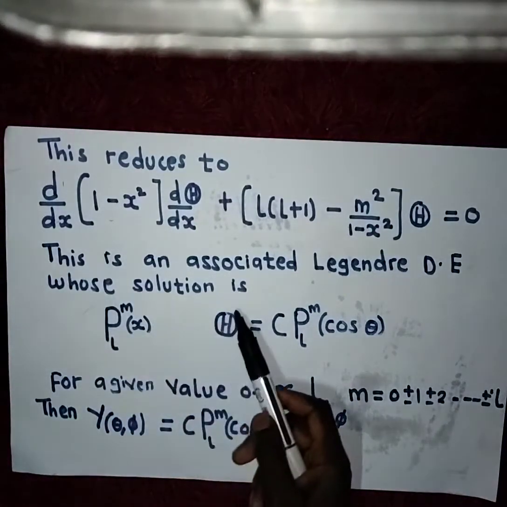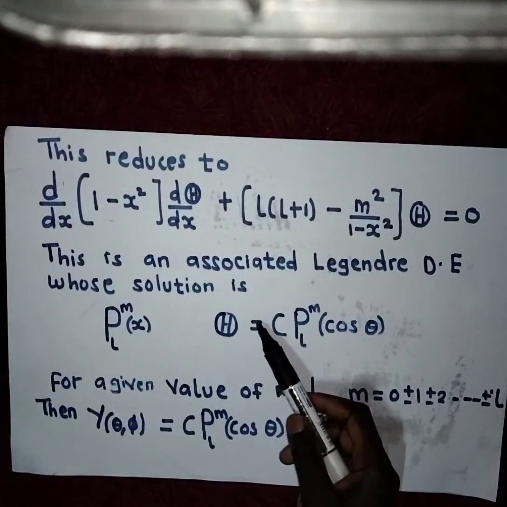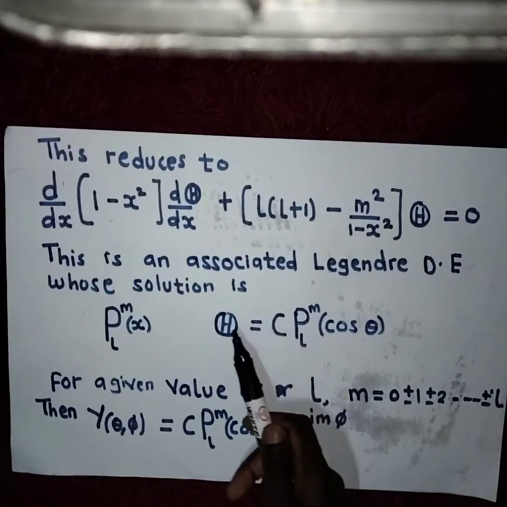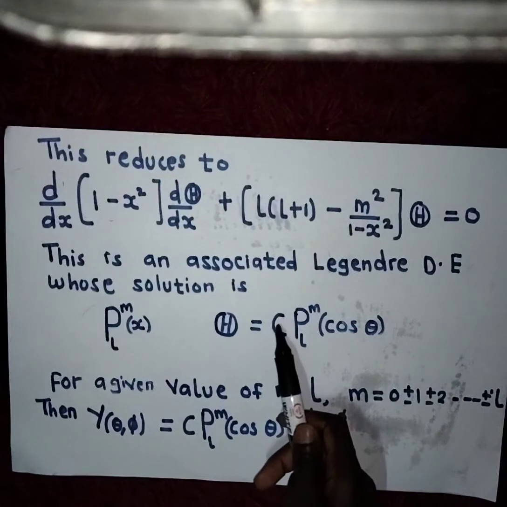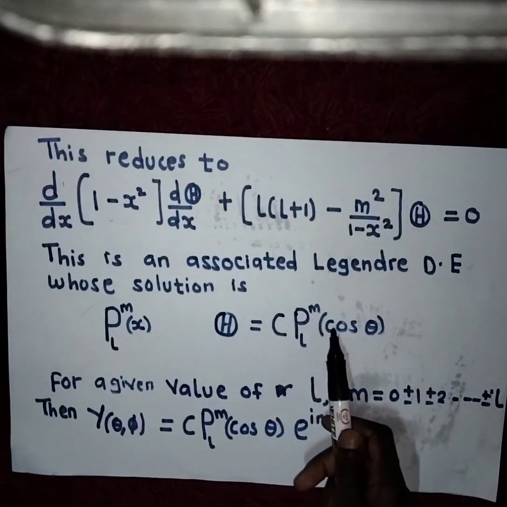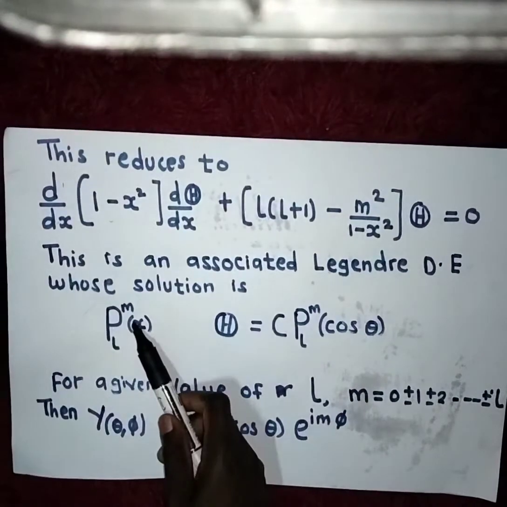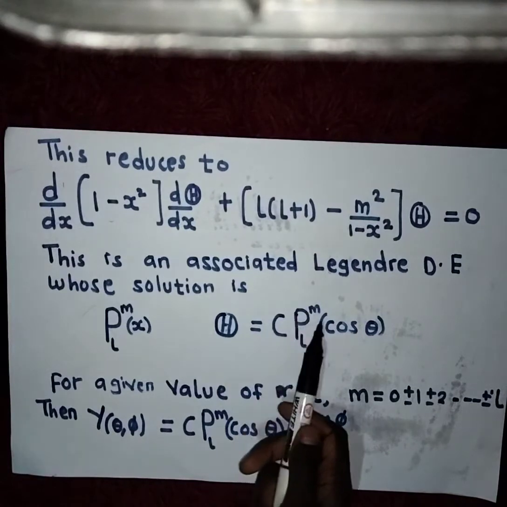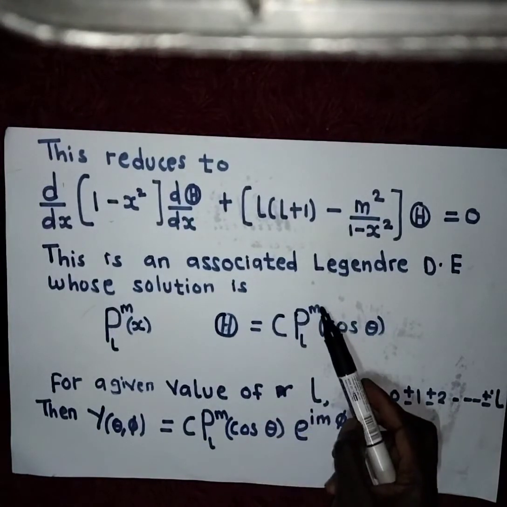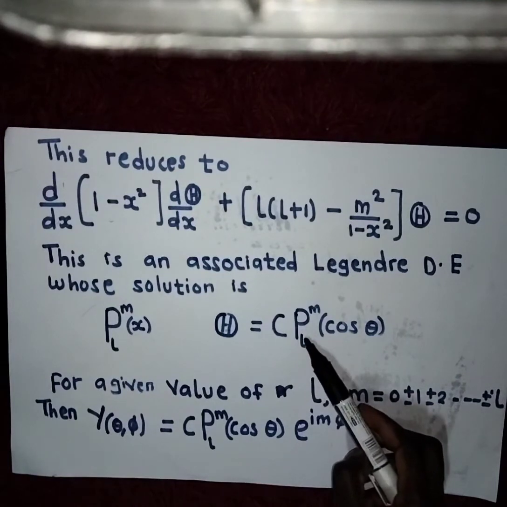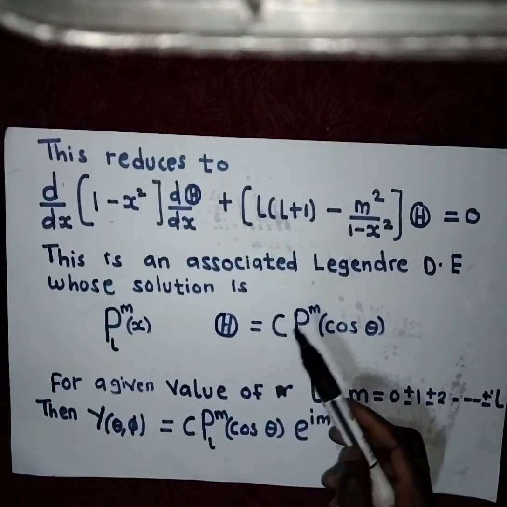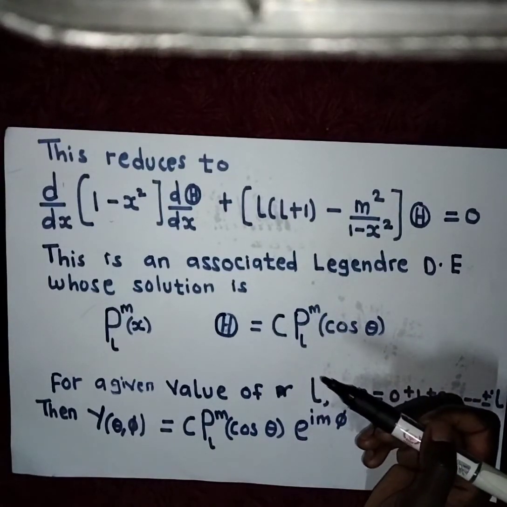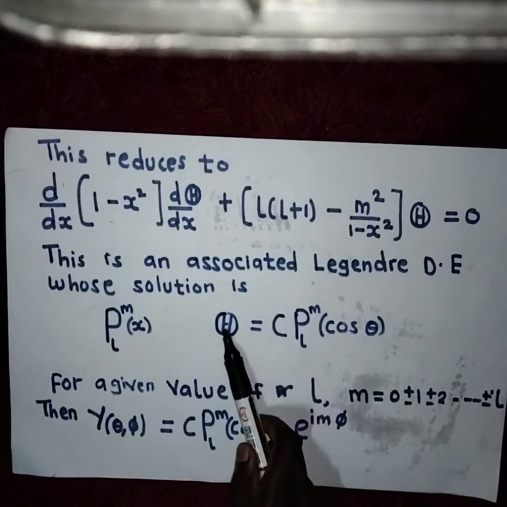This is an associated Legendre differential equation whose solution is given as P_L^M(x). So that means the theta part will now be, remember we said that the constant of integration will be taken by the theta part. So I introduce that constant of integration. So the theta part is now equal to C P_L^M(x), cos theta. Remember this one is x, but what is our x? It is cos theta. So I have now theta equal to C P_L^M(cos theta), where this m is a quantum number, L is also a quantum number. I'll mention the two quantum numbers. Let's just proceed with this. We'll reach a point where I want to mention those two quantum numbers. So this one is my theta part.